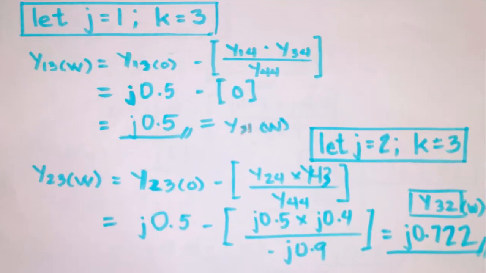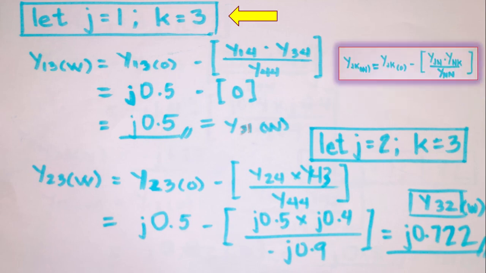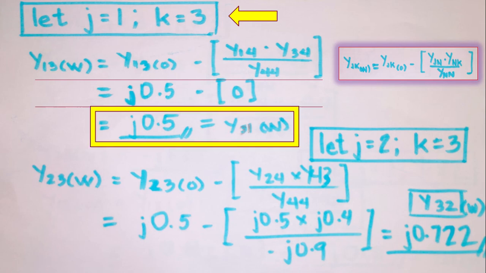Now, let us let j is equal to 1 and k is equal to 3. By using the formula, we will now derive a specific formula, which is y13 is equal to y13 old minus y14 times y34 over y44. This is equal to j0.5 minus 0 and has the final answer of j0.5.